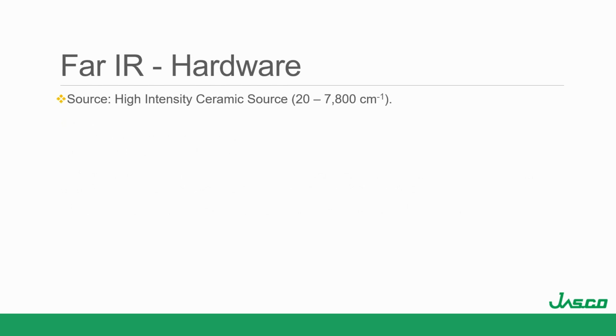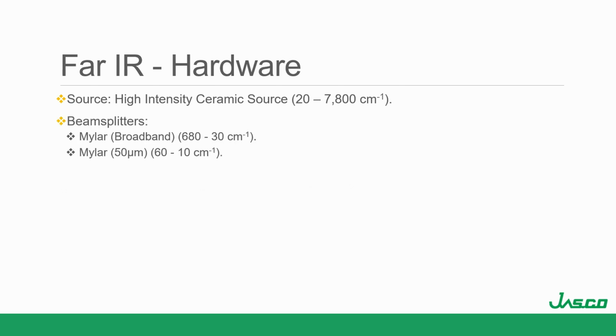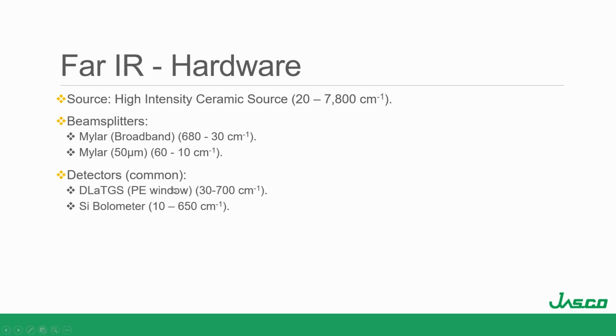So the hardware. A high intensity ceramic source goes from 20 to 7,800. Beam splitters tend to be Mylar, and the thickness of the Mylar determines where your wavelength range is. So you can do a 50 micron thick Mylar, which is 10 to 60 wave numbers, and then the broadband, which goes from 30 to 680.